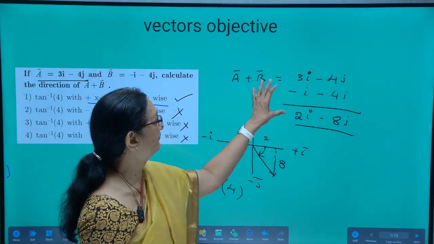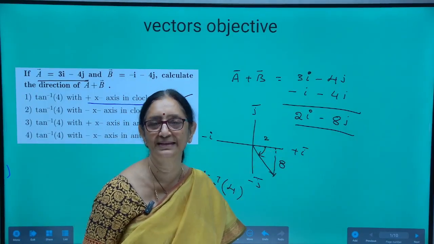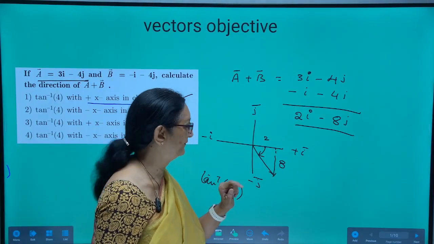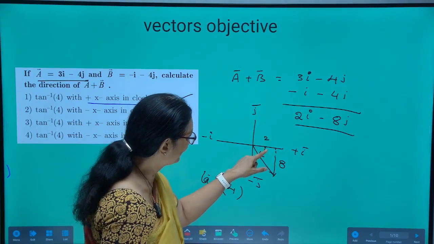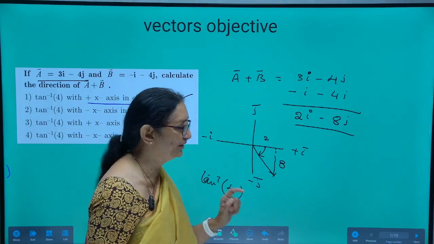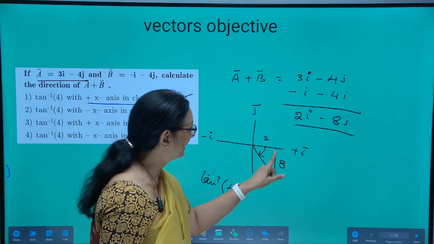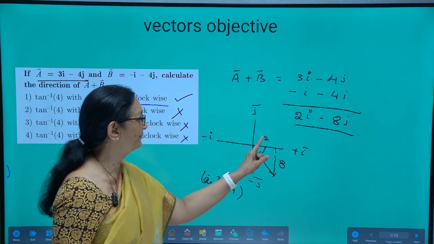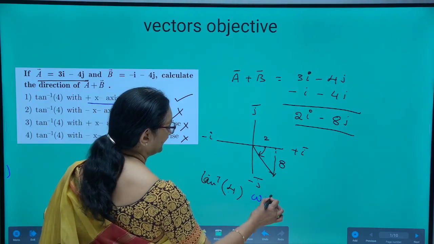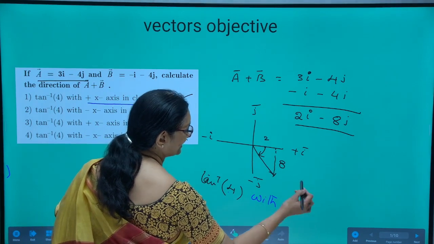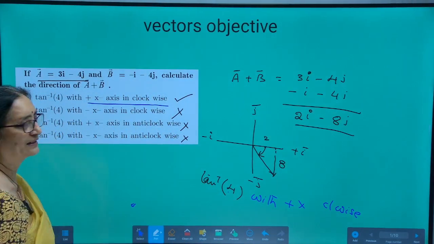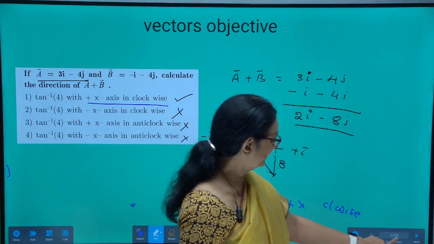So first we found the sum of the two vectors, 2i minus 8j, and it is in the fourth quadrant, i positive, j negative. So with the x-axis it is in the clockwise direction. As the options are given in tan inverse, it is tan inverse of opposite side 8 by adjacent side 2, which is 4. Tan inverse 4 with the positive x-axis in the clockwise direction. That is the answer, that is your first problem. Now go to the next problem.